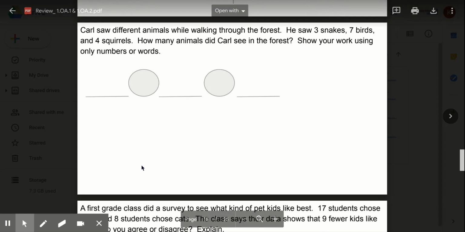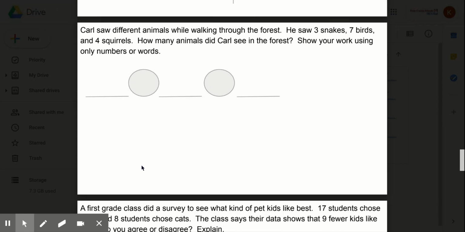All right, let's get started with an I do, which means I'm going to read the problem and solve, and you are going to watch. Carl saw different animals while walking through the forest. He saw 3 snakes, 7 birds, and 4 squirrels. How many animals did Carl see in the forest? Show your work using only numbers or words.